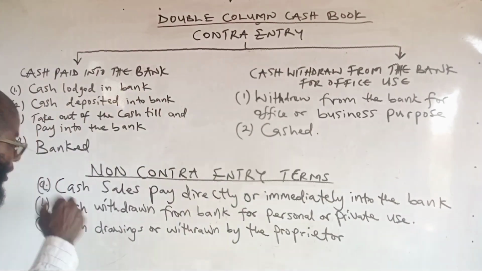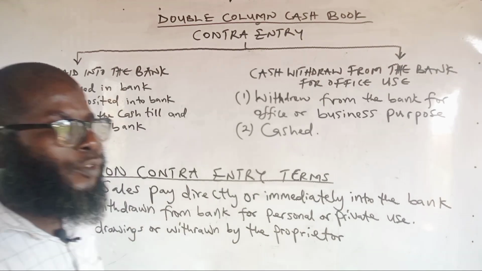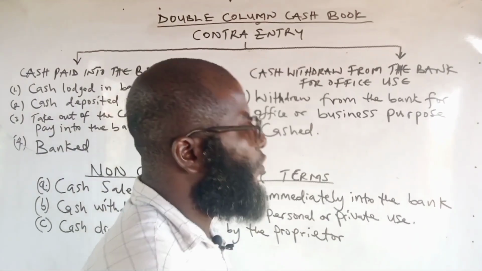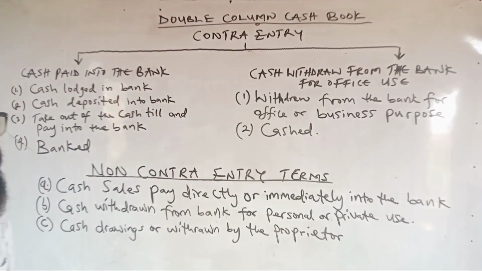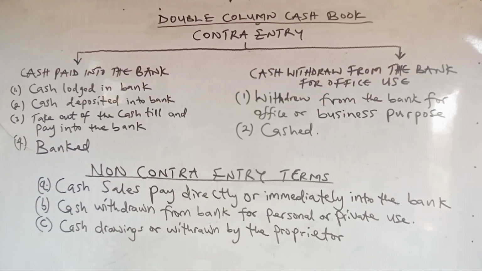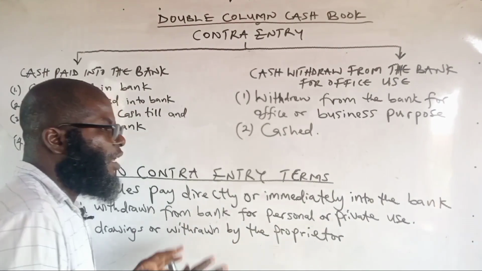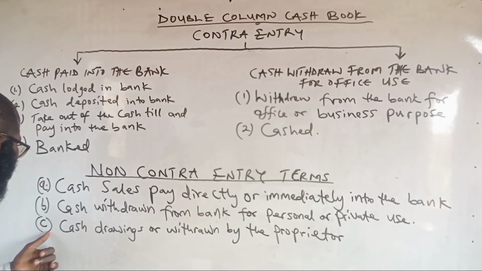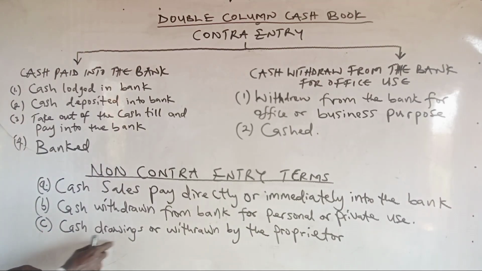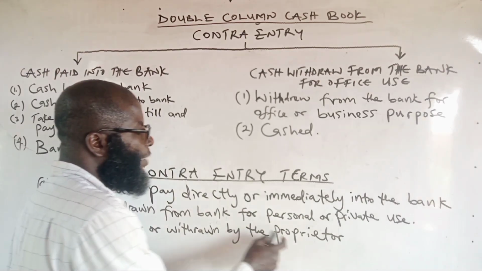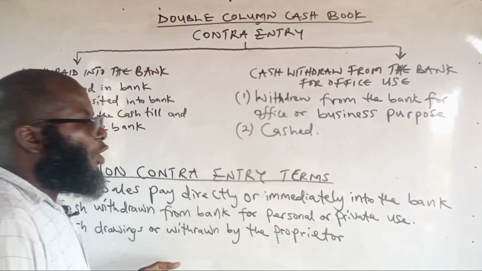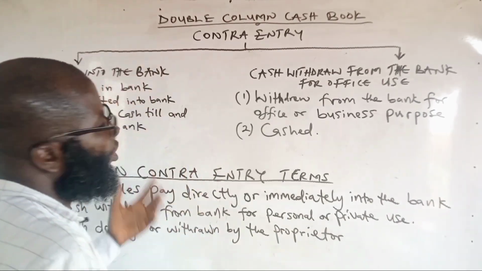Anytime you come across this, it simply means the business owner withdrew such an amount of money from the bank for personal use and not business purpose. Therefore, don't treat this as contra entry. Then C: cash drawings or withdrawn by the proprietor, still the same thing. So this is all I have to say on contra entry.